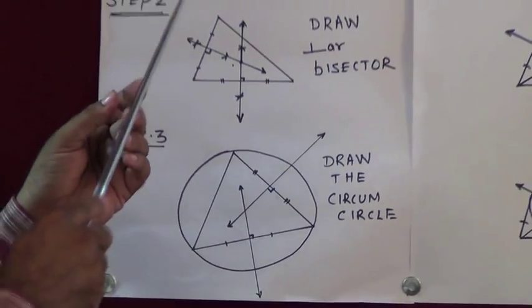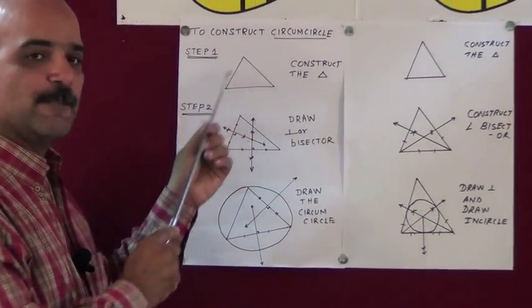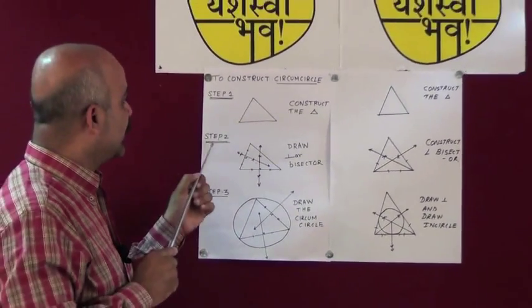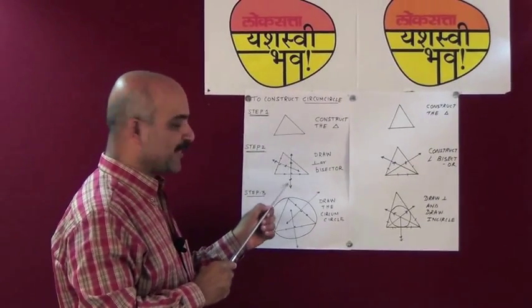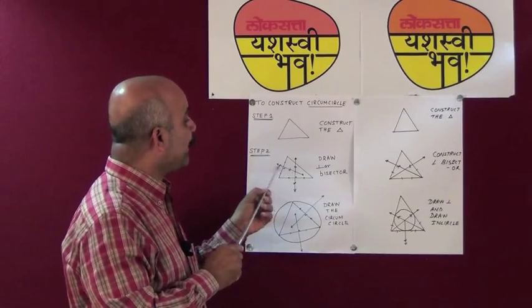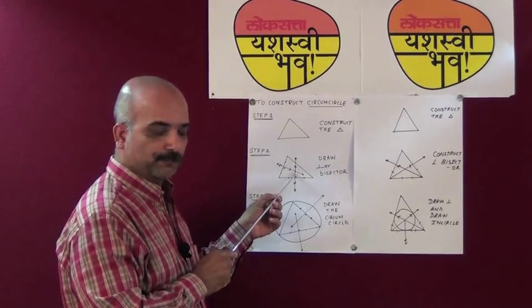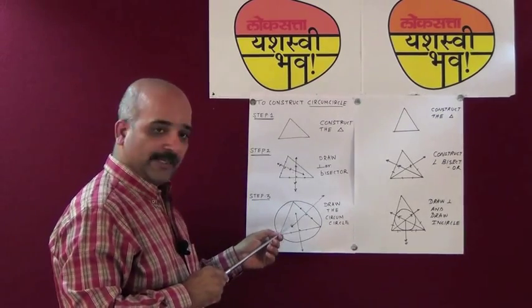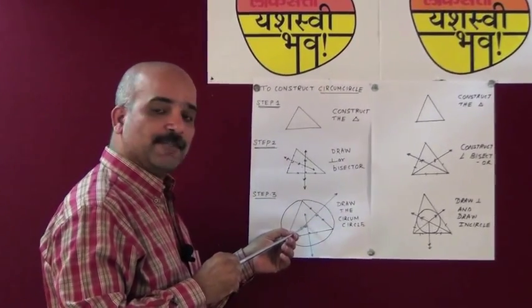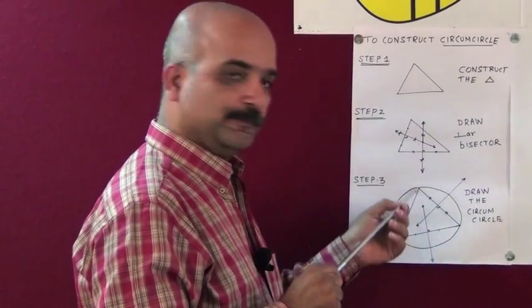Step 1, draw the triangle as per the given information. Step 2, draw the perpendicular bisectors. The point where the perpendicular bisectors meet is called the circumcenter. Step 3, keep the needle at the circumcenter, the pencil at the vertex of the triangle, and draw a complete circle.